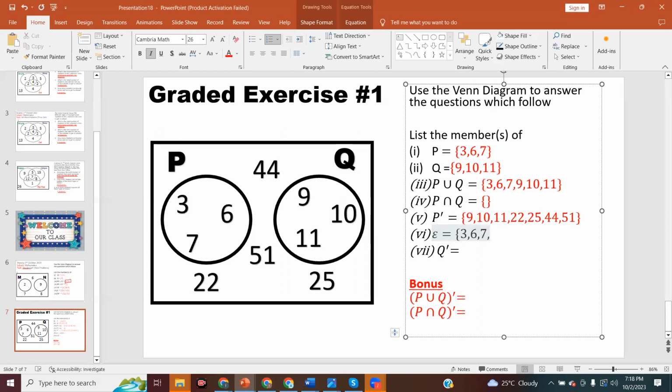Very good. Is he right? Is he correct? Yes, sir. He's correct. That's everything, 44 and 51.